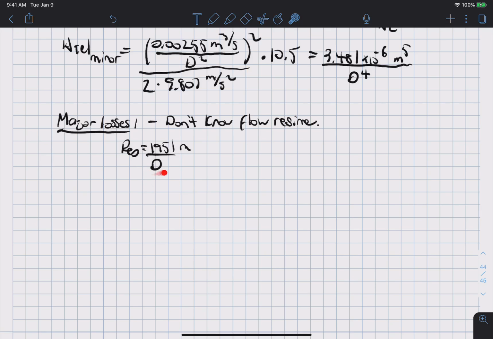So if the diameter is on the order of a few centimeters, then this Reynolds number is going to be on the order of 10, 20, 30, 40,000, which is far greater than 2,300. So for this particular problem, it is probably safe to assume it's turbulent. So let's assume that it's turbulent, and then we solve the problem, then verify.